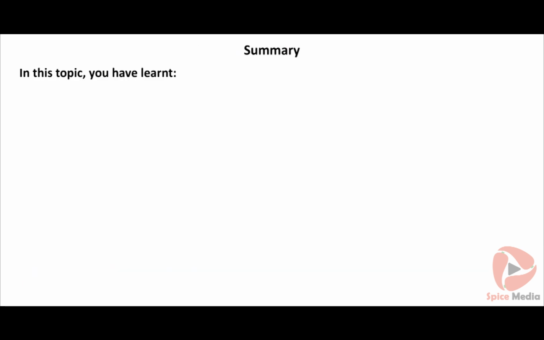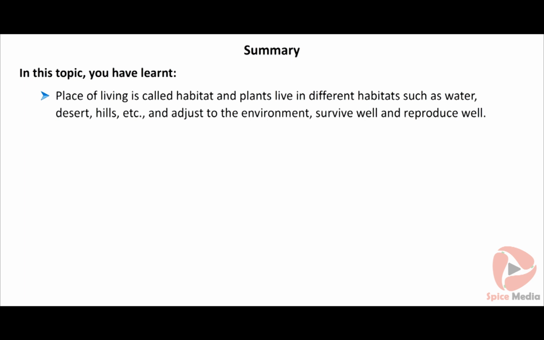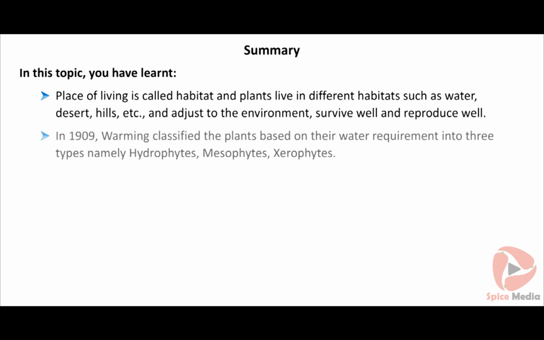In this topic, you have learnt place of living is called habitat and plants live in different habitats such as water, desert, hill, etc. and adjust to the environment, survive well and reproduce well. In 1909, Warming classified the plants based on their water requirement into 3 types, namely hydrophytes, mesophytes, xerophytes.